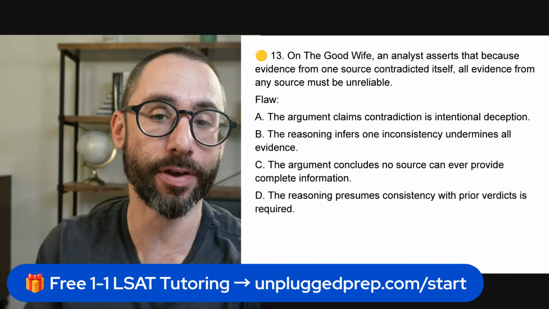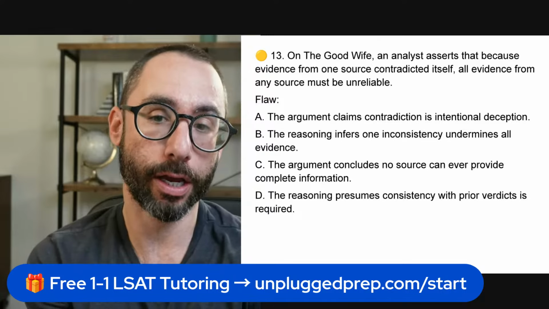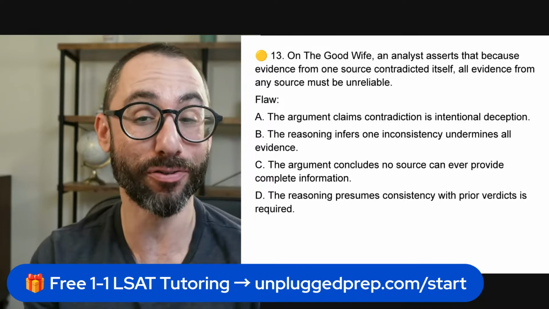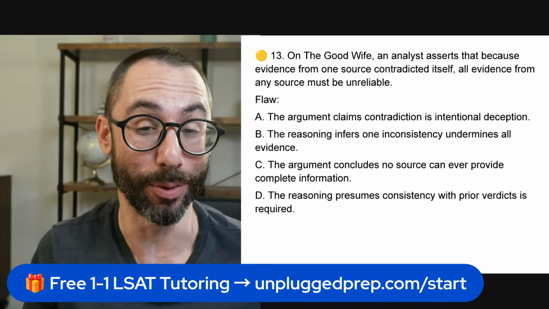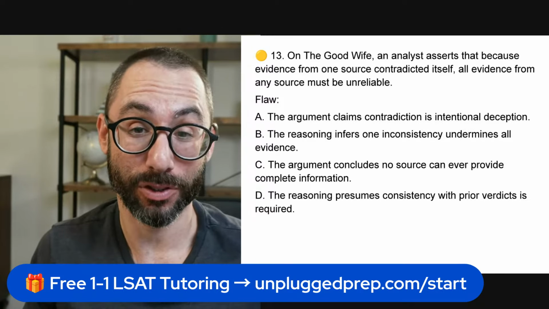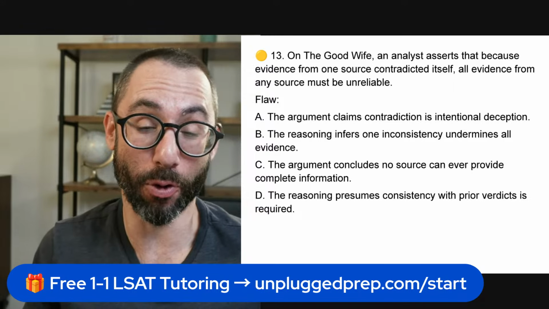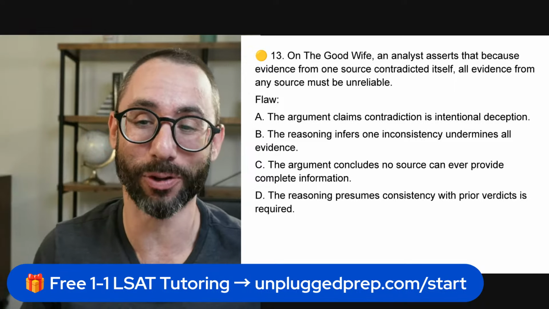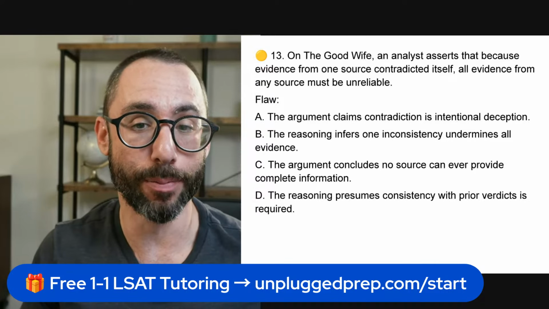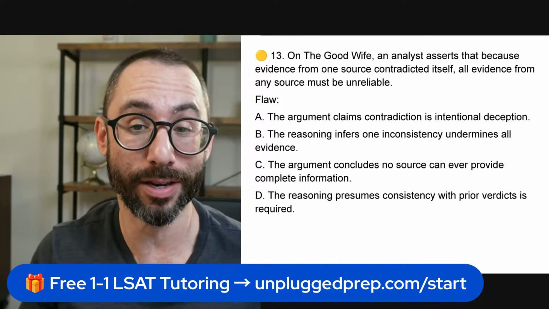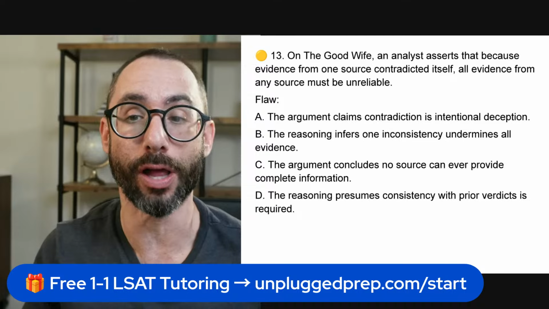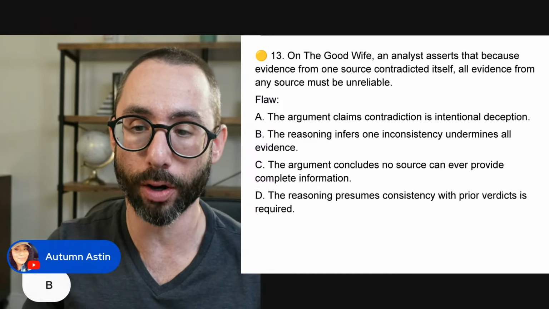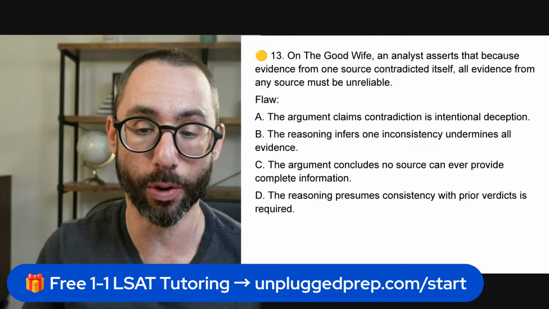So again, in the argument, they said evidence from one source contradicted itself. So one source was unreliable. Therefore, all evidence from any source must be unreliable. Pretty extreme claim. Just because one person was not perfect, therefore nobody's reliable at all, period. One person made one mistake, and we're generalizing based on that. So yes, the answer is in fact B. They're inferring or assuming that one inconsistency undermines all evidence, period. I see a ton of folks got it. Nathan, Anne, Giovanna, Marlo, Autumn, Valentina, Jalai all saying choice B as in Bravo.